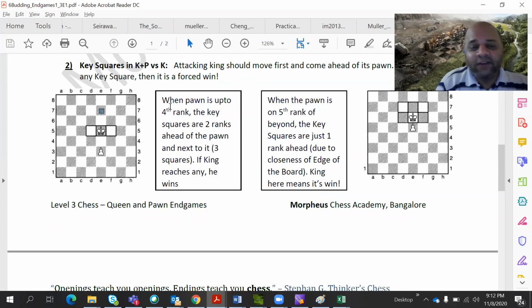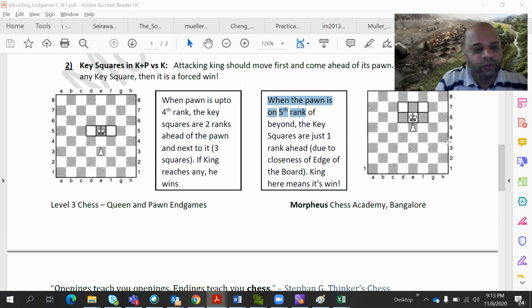Now the only thing is that what I said holds when the pawn is up to the fourth rank, that means second rank, third rank, fourth rank. But when the pawn is advanced to the fifth rank, then the key square is not necessarily two rows ahead. Even one row ahead, the three squares in front of the pawn are key squares. And why is this? Can anyone guess?